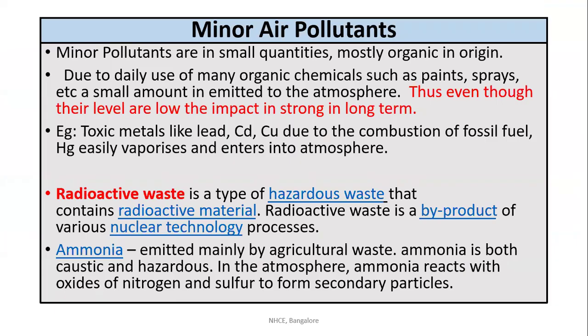And what are the minor air pollutants? Minor air pollutants are present in very small quantity in the atmosphere. They cause a lot of toxic effects. For example, toxic metals like cadmium, copper, mercury, and radioactive wastes, and then ammonia, which is normally used in various forms like agriculture and all. They use urea related products.